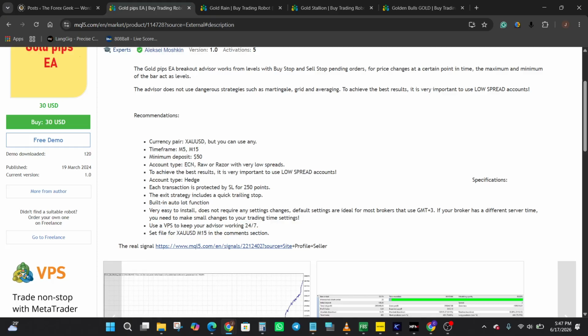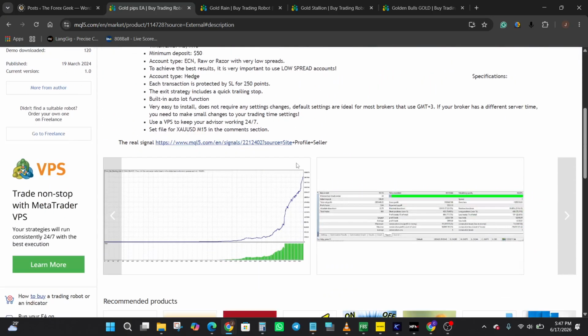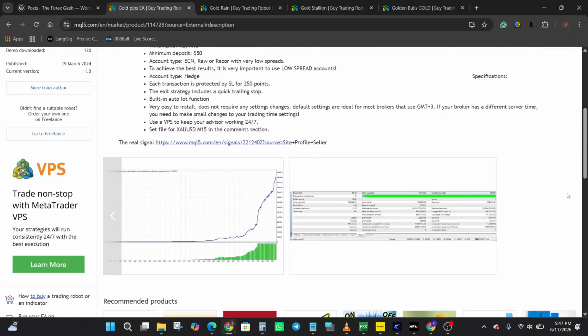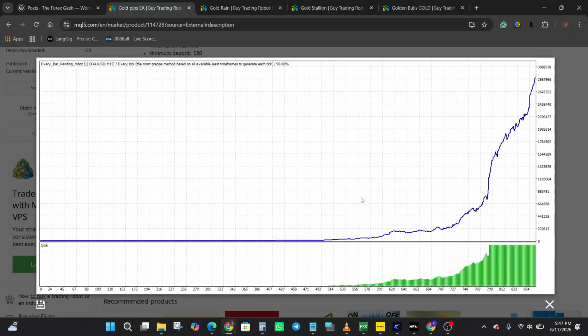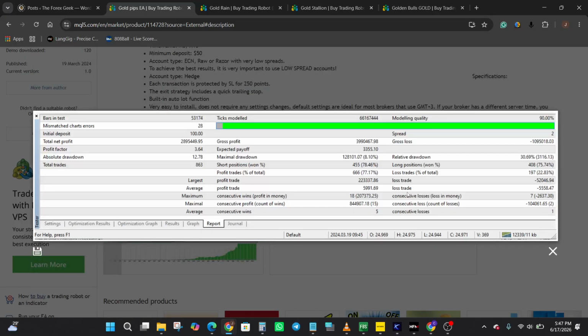So now let us quickly transition to the backtesting section and see what was provided by the developer here. I can see quite an interesting equity curve. This was just sideways until a breakout finally happened and then a swift rise continued from there. This shows a $100 initial deposit with a total net profit of over $2.8 million.